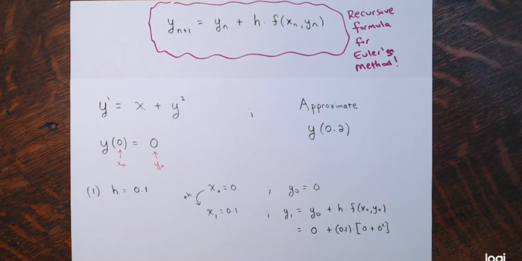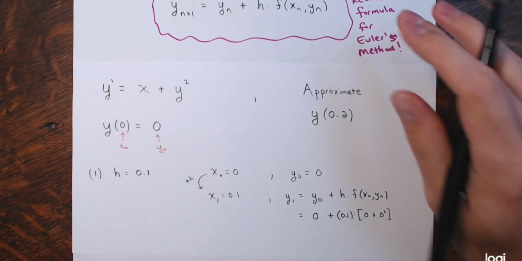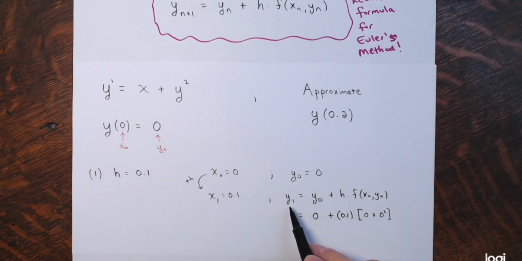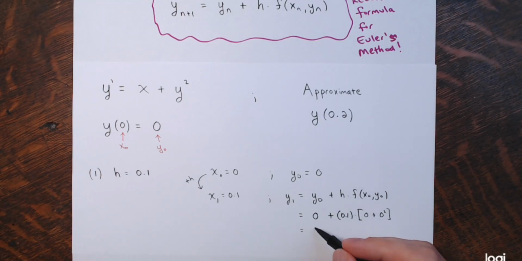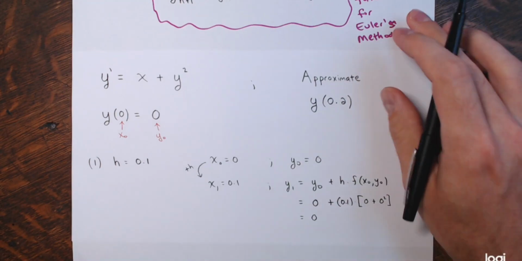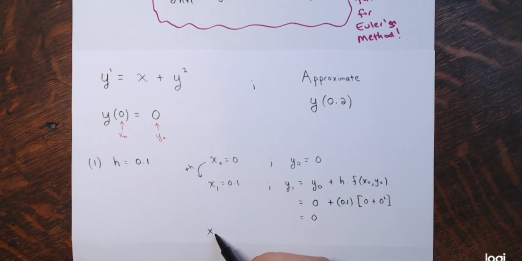Okay, so this doesn't give us too much interesting stuff here. So y sub 1 is also 0. But then it's y sub 2 that will actually give me something, right? X sub 2 would be 0.2.